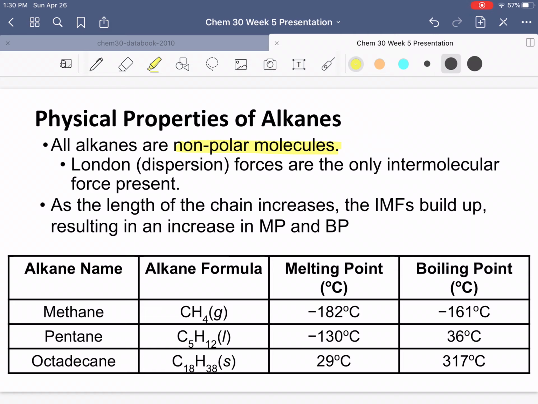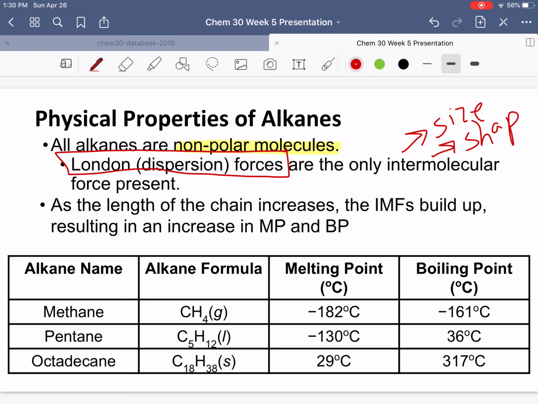London dispersion forces, because it's nonpolar, are our focus here. So we're dealing with entirely an intermolecular force, which is all about size and shape, right? If you think back again to Chem 20, the size would be thinking about the molar mass, in other words, the number of electrons too, right? So the bigger the molecule is, the more electrons it has, the stronger the London dispersion force is.